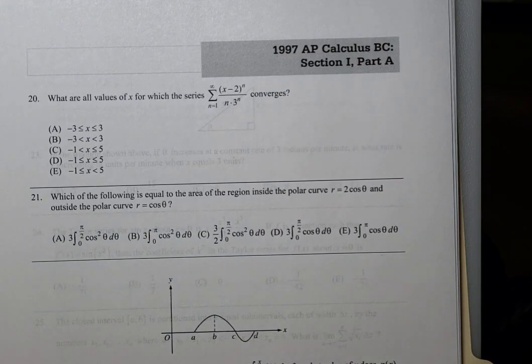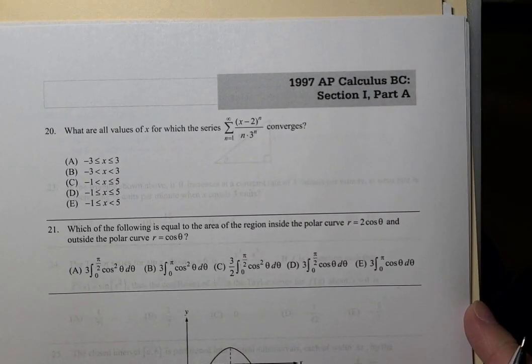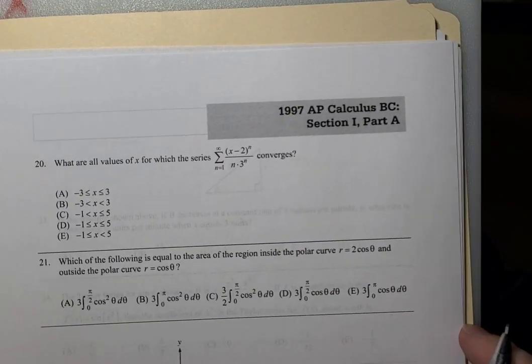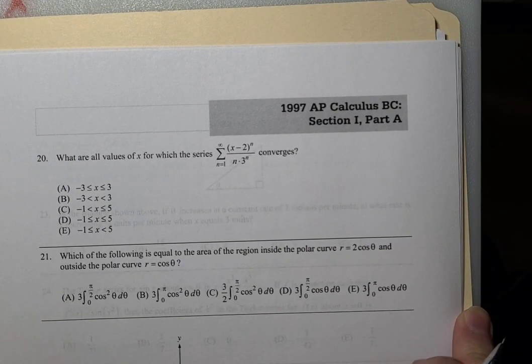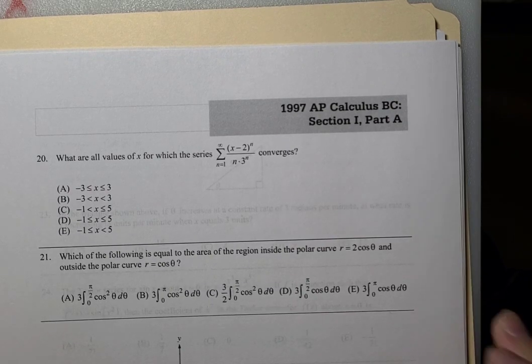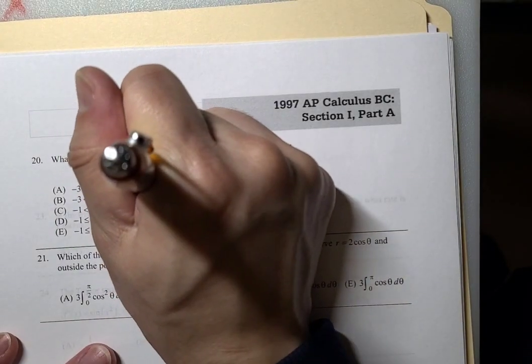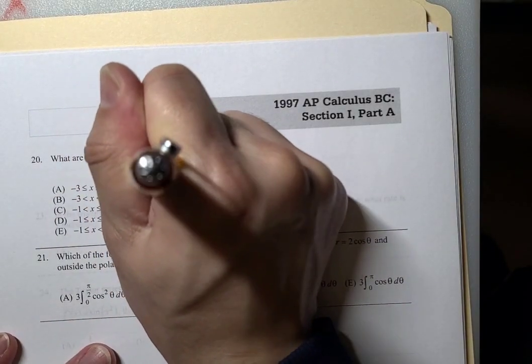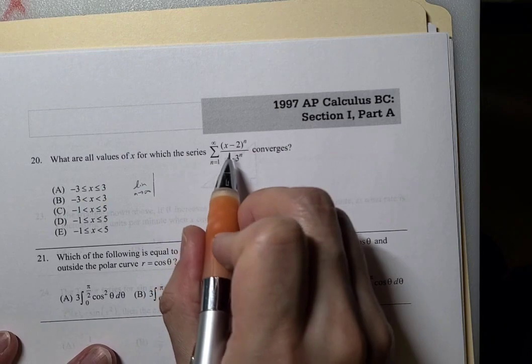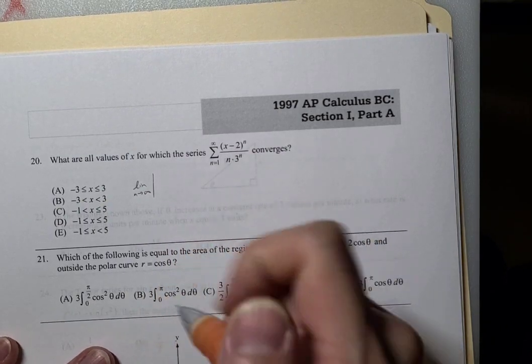What are all values of x for which the series converges? This should signal a ratio test if we do it the long way. I don't see a shortcut way, so I would just do the ratio test. Okay, so that is the limit as n goes to infinity of a sub n plus 1 over a sub n, if you remember.